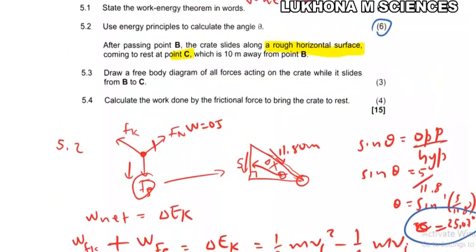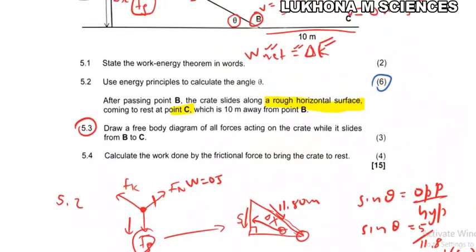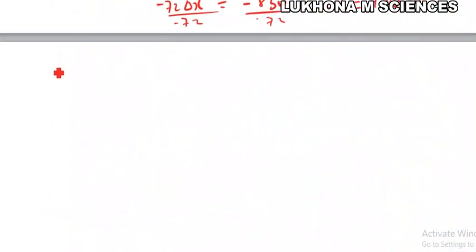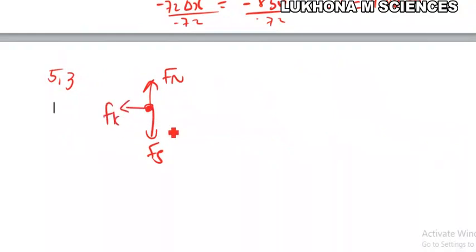Let's draw the free body diagram first, as the question said. If the crate is here, we have the normal force, we have the weight, that is Fg, then we have the friction. There is no other force there. That is 5.3. We have the normal force, we have Fg, then we have Fk.